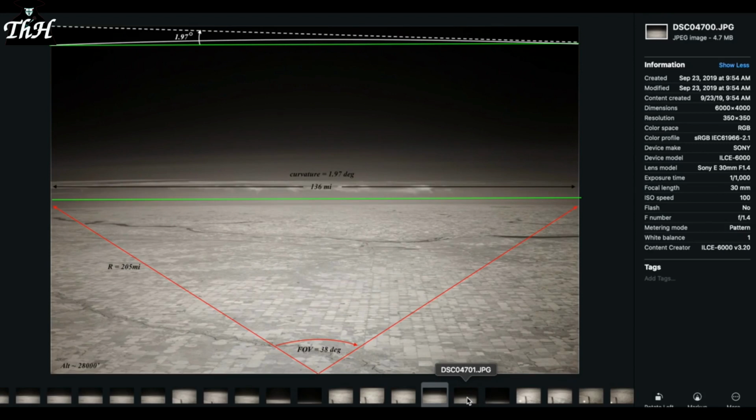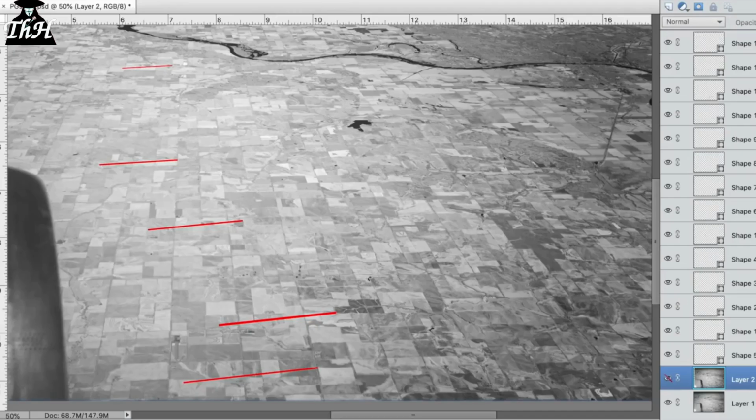Now obviously I could have taken all my photos with the horizon in the middle of the image, and I thought about that, but that would be a waste of vertical field of view. I wanted to really get a nice view of the surface, close in and far away. So now let's take a look at the image analysis that I've done.